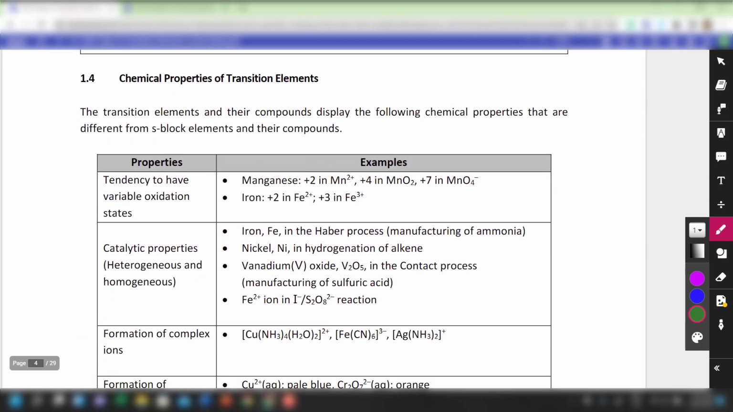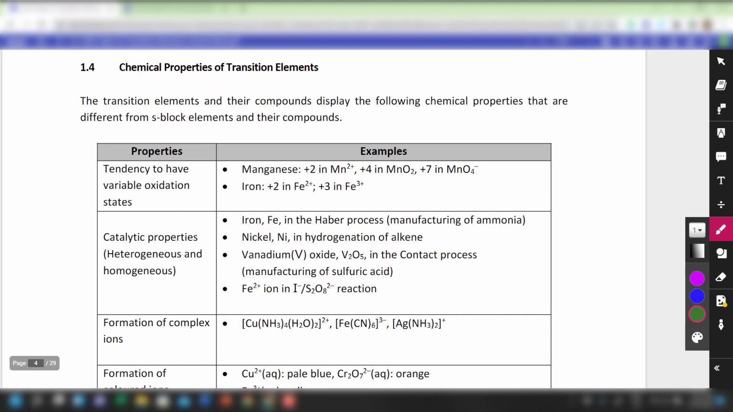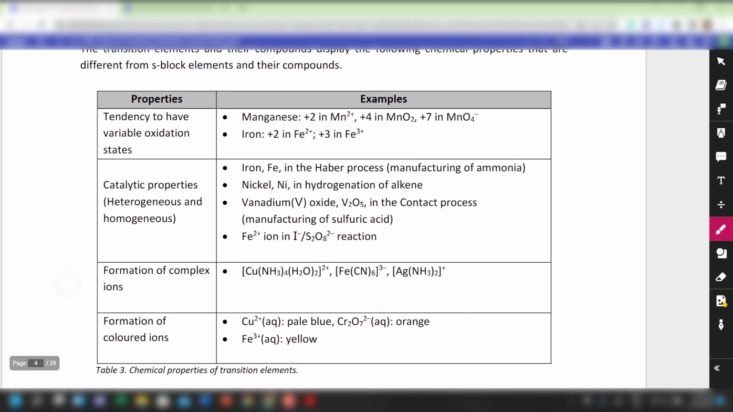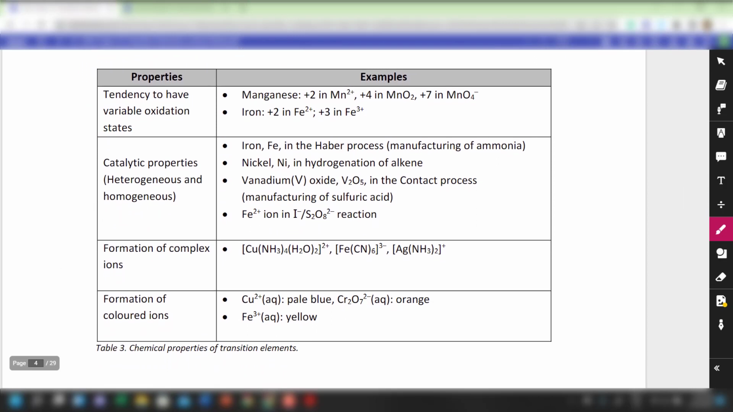Next, we'll move on to the chemical properties of transition elements. The following are the 4 properties in which transition elements differ from their s-block counterparts. The first one is that transition elements have variable oxidation states. So this is not surprising.